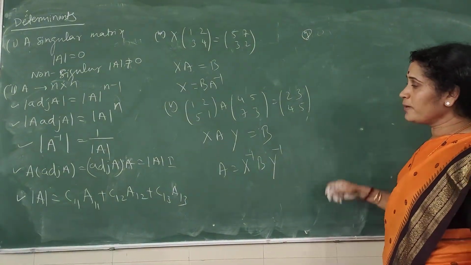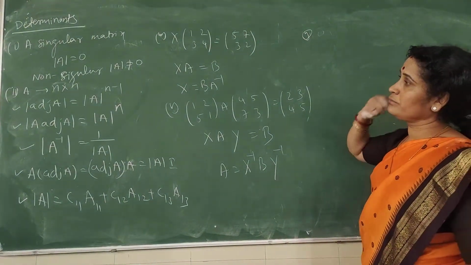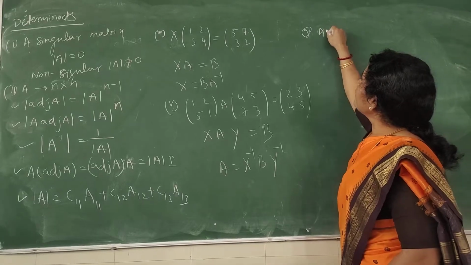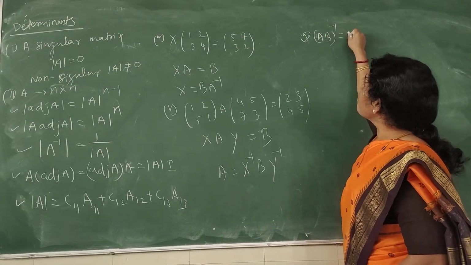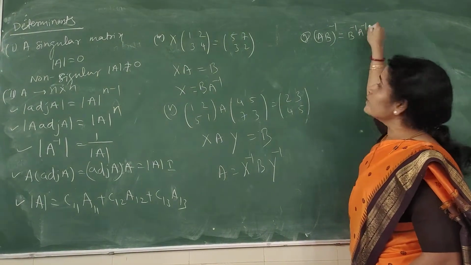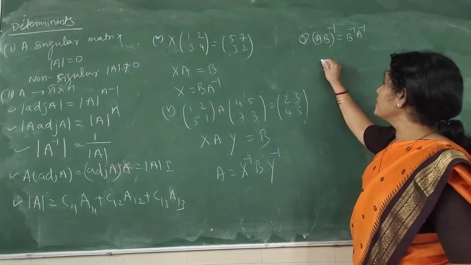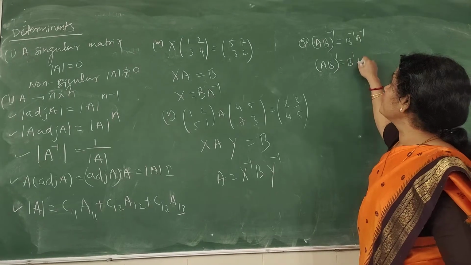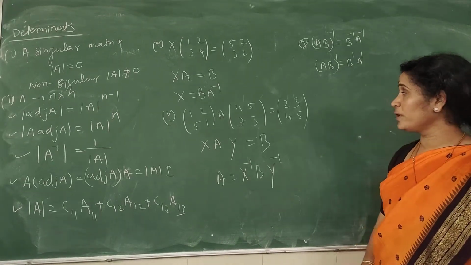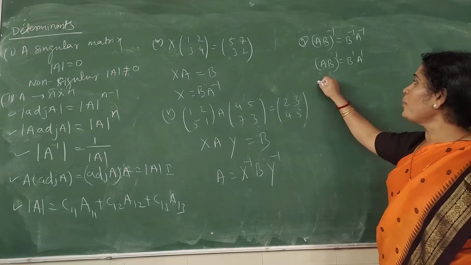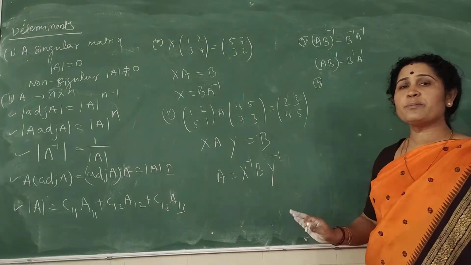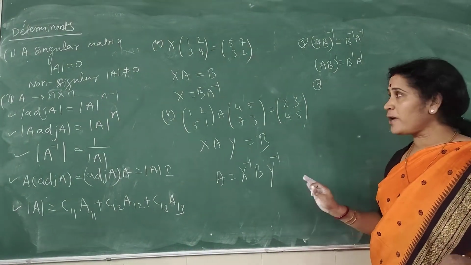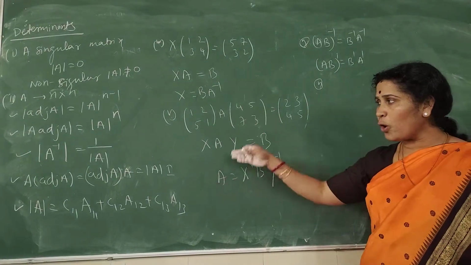Then again another formula. AB whole inverse equal to B inverse into A inverse. Otherwise AB whole transpose equal to, we have seen the formula, B transpose into A transpose. Okay, fine. Then suppose just give me tips. Determinant topic is very easy, that's why I am giving tips only, so you have to follow all these formulas.